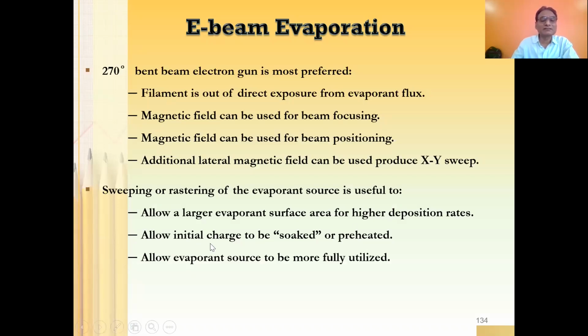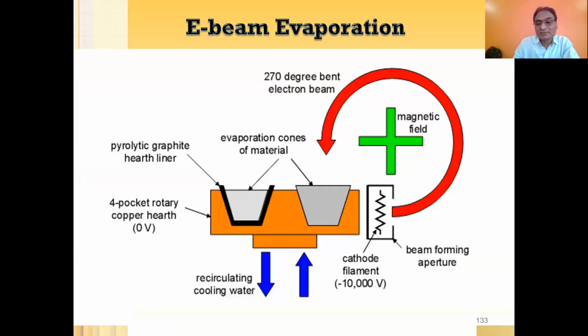Now, let me tell you more about the E-beam. A 270 degree bent beam electron gun is most preferred. There are different bends which are used in case of E-beam, but the 270 degree bend of the electron beam is the more preferred. Why? What is the reason? The reason is that the filament is out of direct exposure from the evaporant flux. You can see here is your filament, and this is your flux.